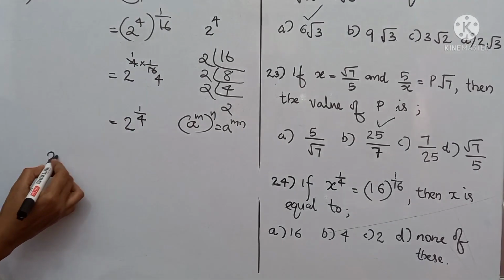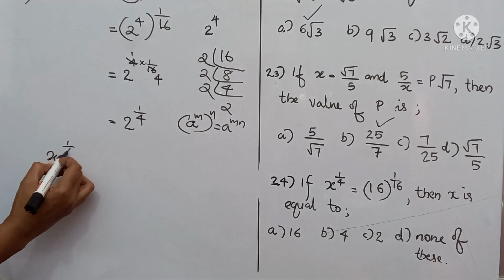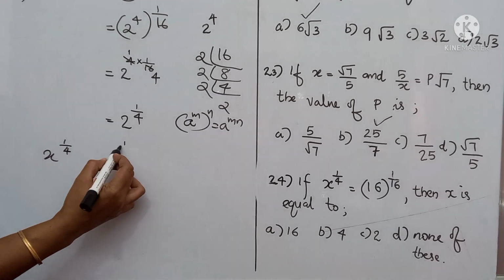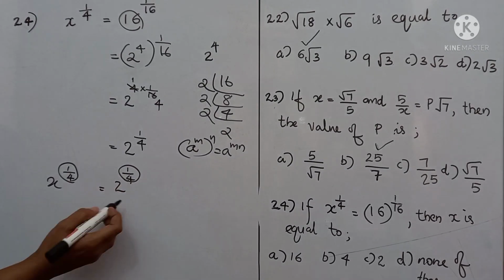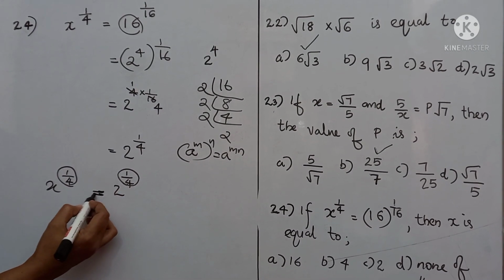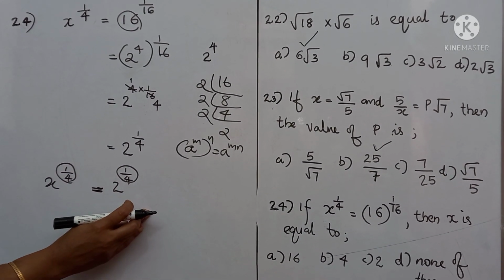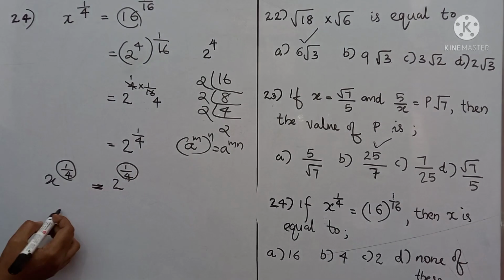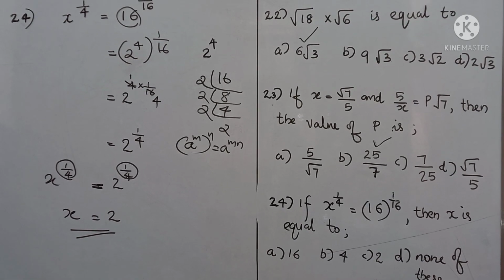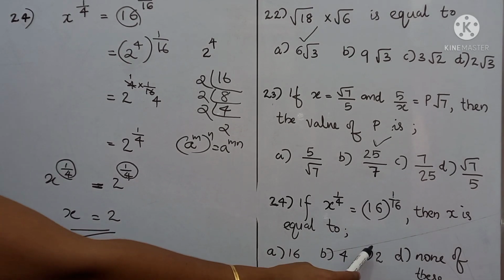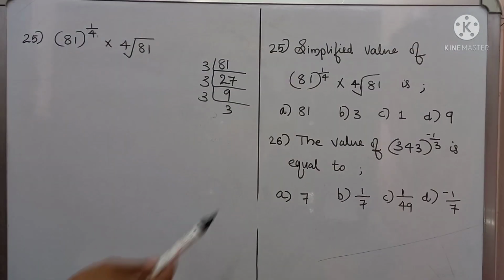Then we can equate this: x raised to 1 by 4 is equal to 2 raised to 1 by 4. Here the powers are equal, so definitely this is an equal sign. LHS is equal to RHS. Here the powers are equal, so definitely the base is also equal. So x equal to 2. Value of x equal to 2. Option C, 2 is the answer.